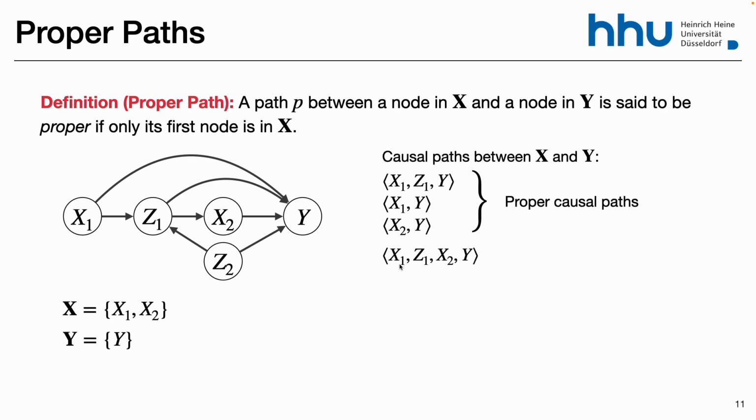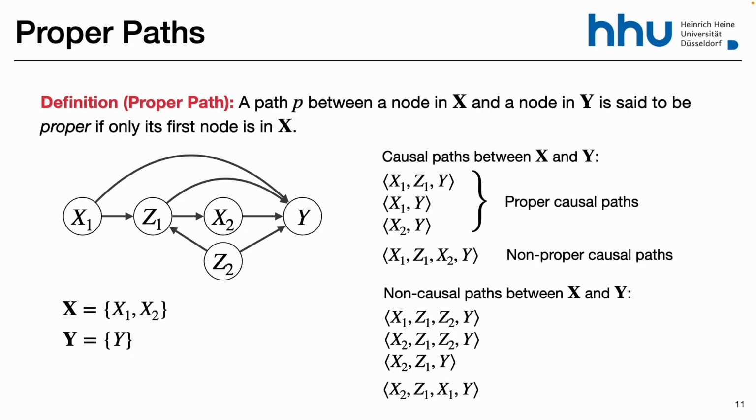Now what about X1, Z1, X2, and Y? That's the directed path here. We have the first in X, but we have the third also in X. So that's why it's not proper. Okay?